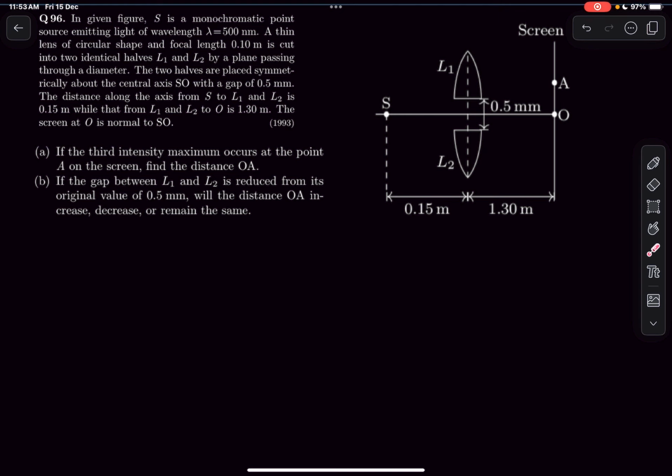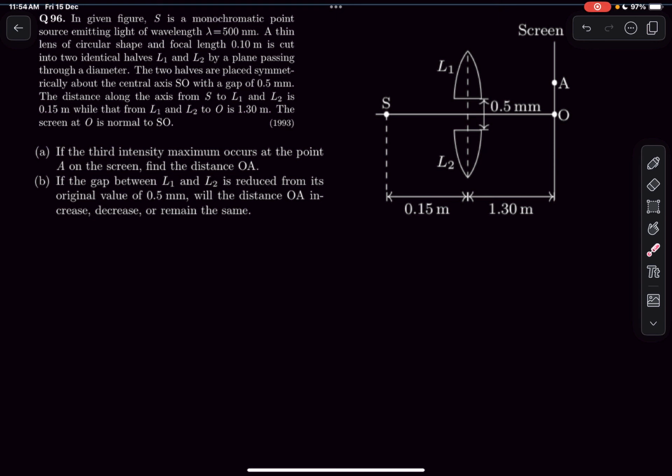In the first question, they're asking if the third intensity maximum occurs at the point A on the screen, find the distance OA. So apparently some fringes are being formed on the screen over here, and we have to find the distance of the third maxima from the point O.